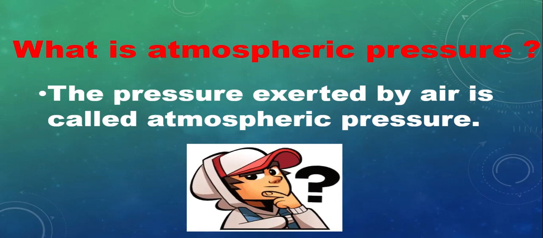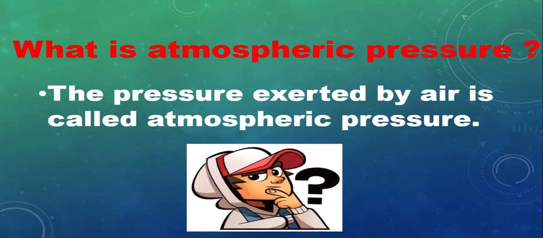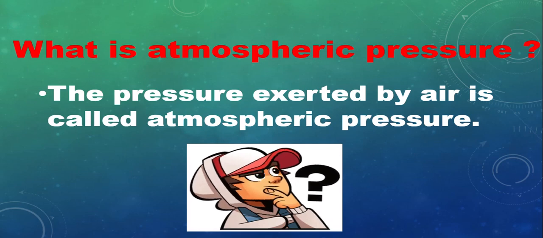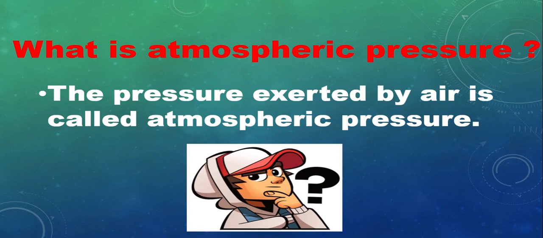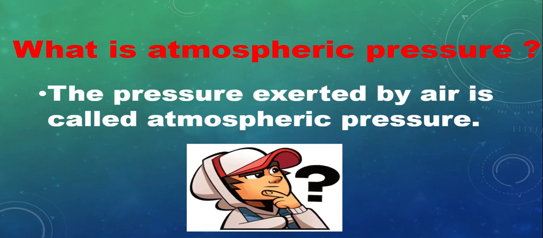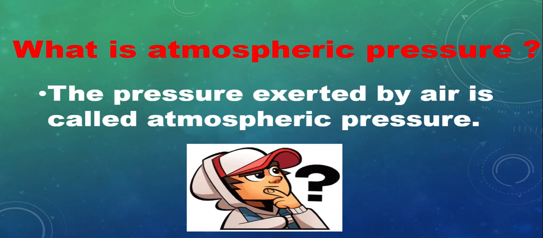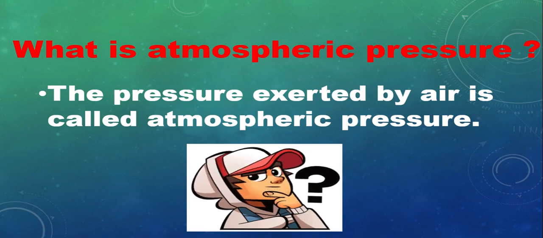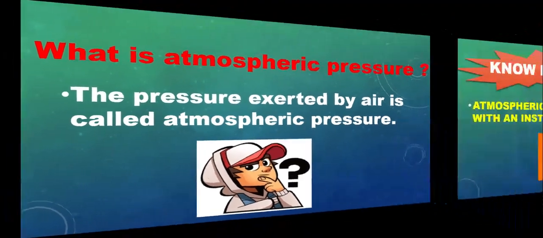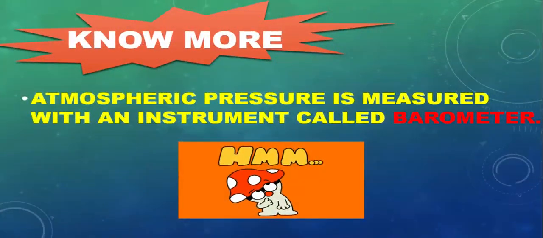Now, let us discuss about the last property of air. But before we start that, let me ask you one question. Do you know what is atmospheric pressure? Yes, okay, I will explain it to you. The pressure exerted by air is called atmospheric pressure. And you know, children, atmospheric pressure is measured with an instrument called barometer. I repeat, atmospheric pressure is measured with an instrument called barometer.